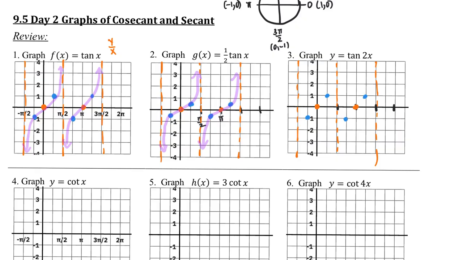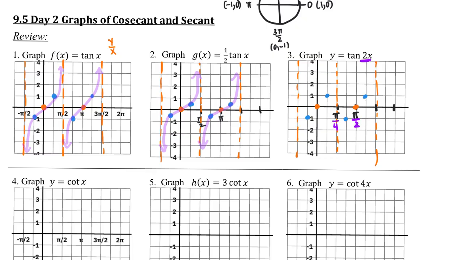Because this is a 2x, my period is going to get divided by 2. So what does that matter? Normally there's a pi here. Since it's 2x, I divide by 2. Normally there's a pi over 2 here. If I do pi over 2 divided by 2, now it's pi divided by 4. Okay, I've fixed my graph now because the period's correct.